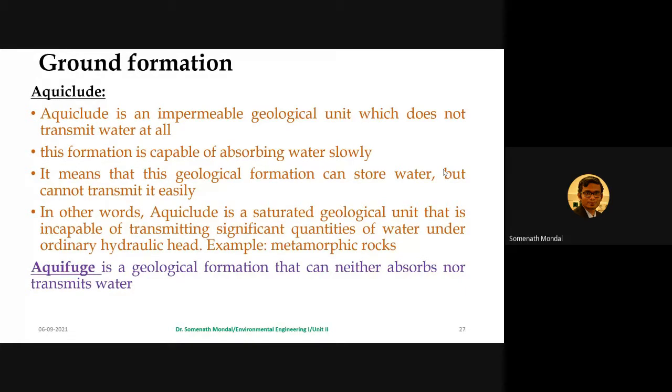And next comes the aquifuge. So this is a geological formation which does not absorb at the same time, and it does not transmit also. So this portion is also very much important. So four different situations can happen, and because of that, we have four different formations which are usually available while talking about the source of groundwater.